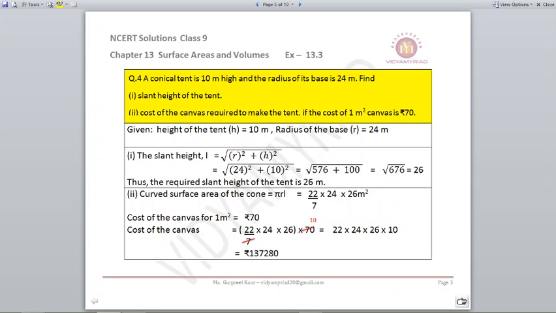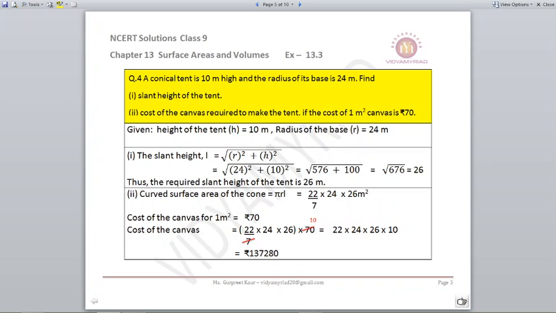Now the next thing is they want us to find out the cost of the canvas required to make the tent if for 1 meter square canvas is rupees 70. Now in order to find out the cost, we need to know the area. Think whether we want TSA or CSA. Of course, we will be requiring the curved surface area. We need CSA to make the tent outer area, and the formula for that is pi RL, which is equal to 22 upon 7 multiply by 24 multiply by 26 meter square.